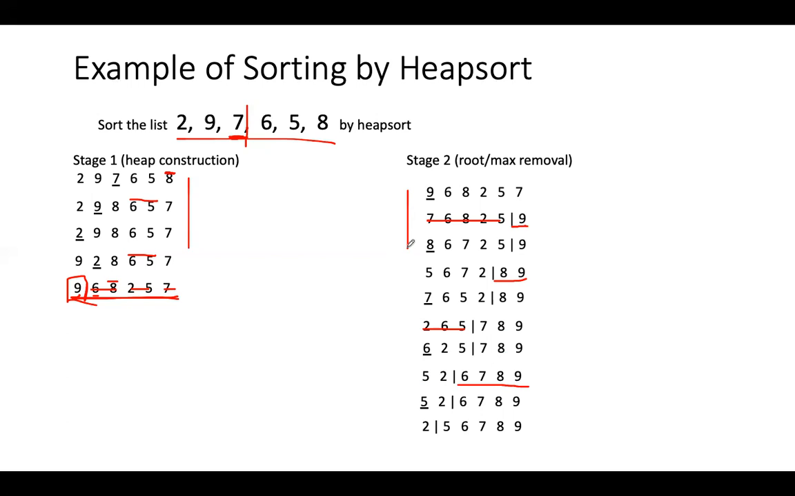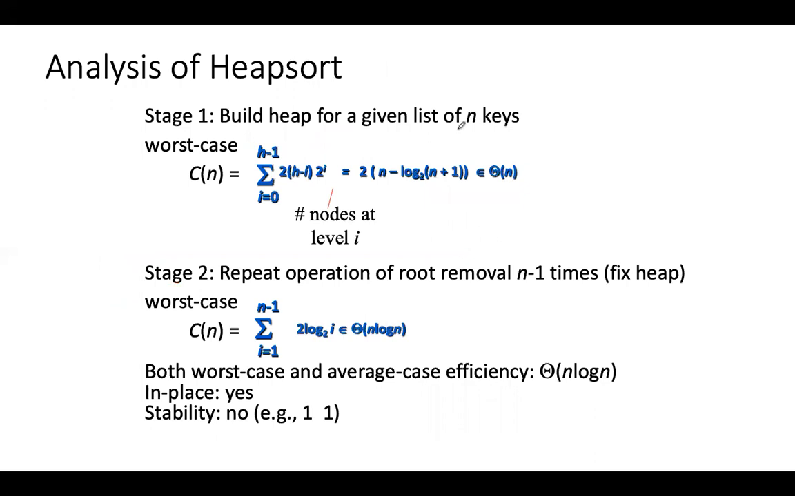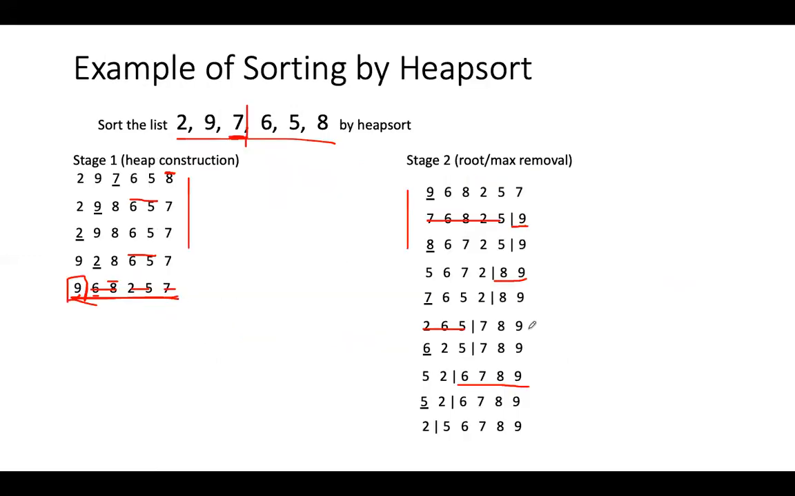And in comparison, it will be like analysis if you do. Worst case analysis for building the heap: if you solve this, it will take almost complexity of n. Root removal will be n log n, theta of n log n. So both worst case and average case efficiency will be n log n. So it will be better than quicksort if you compare. So this is heap sort.